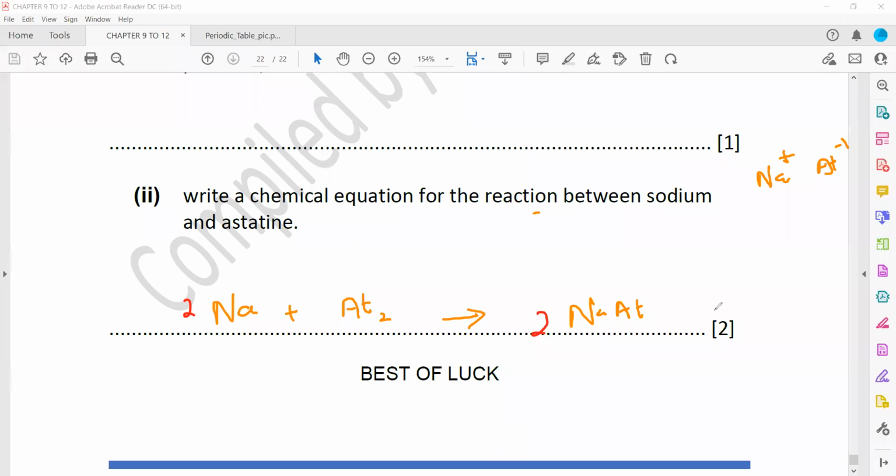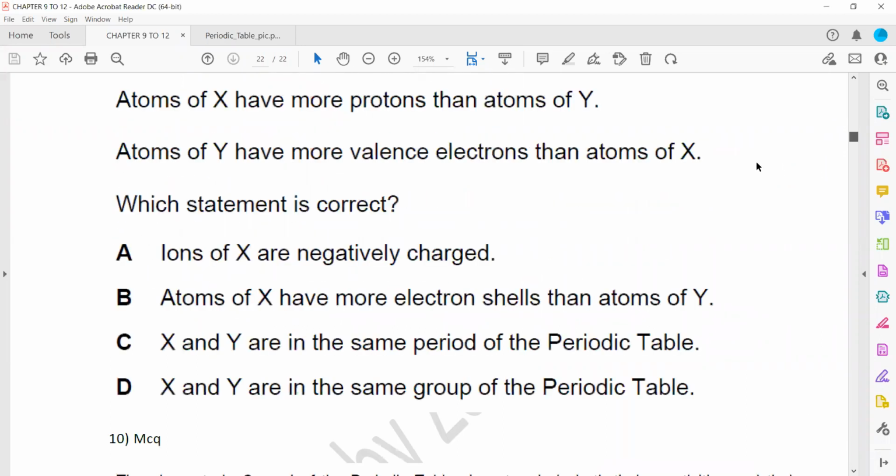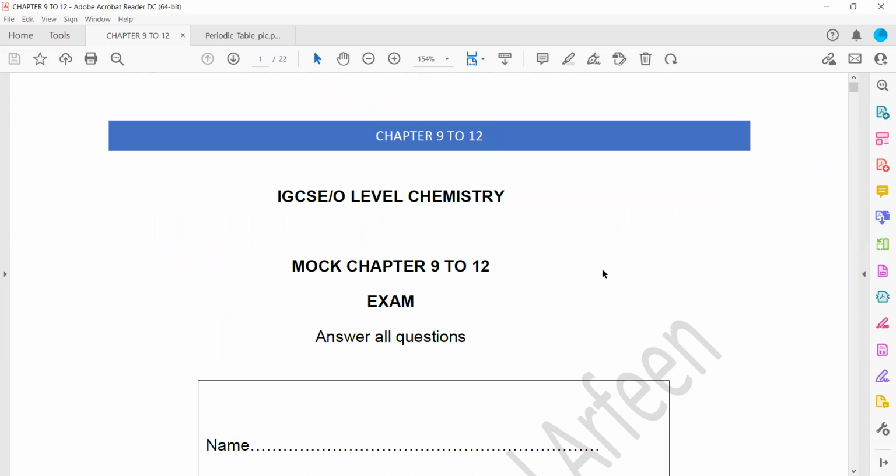One mark is for completing the equation and one mark is for balancing. So this was the discussion of the tests from chapter 9 to 12.